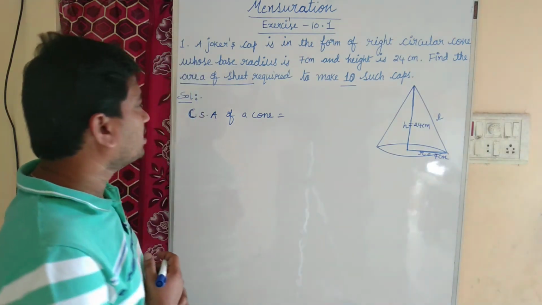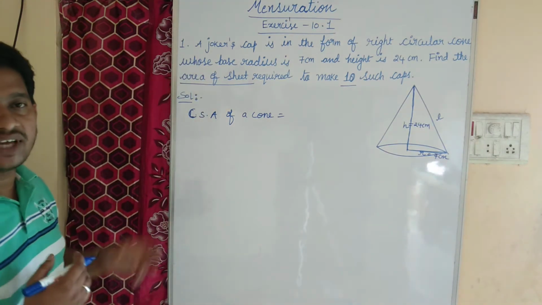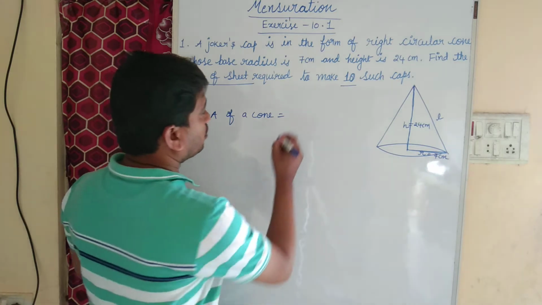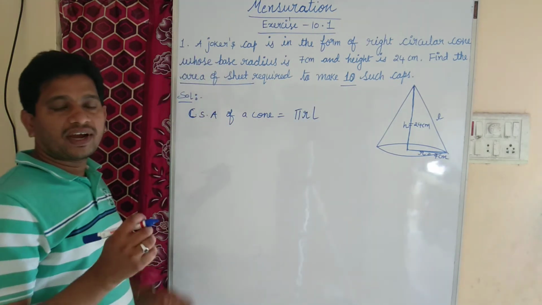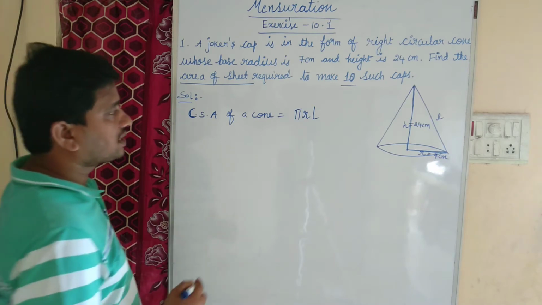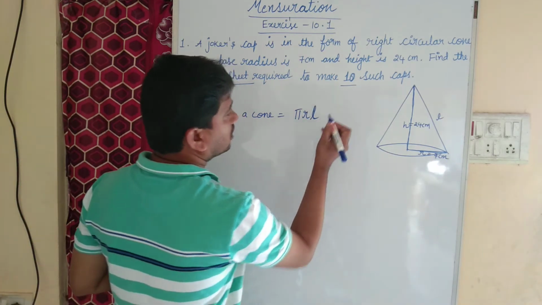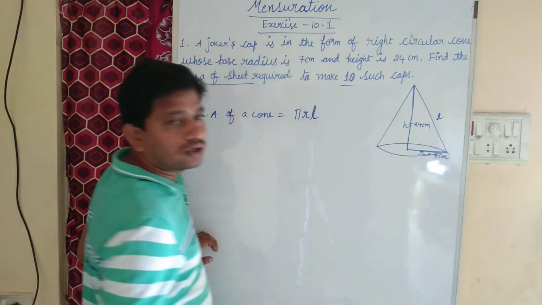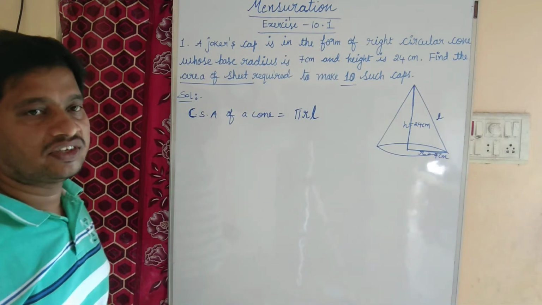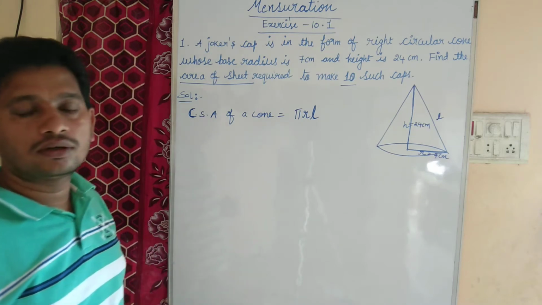So children, what is the CSA of a cone? As we have seen in our previous video, the curved surface area of the cone has the formula pi r L. So what is L here? Here L is called the slant height. So this is our L. L is called the slant height of the cone, right? So how to find L?